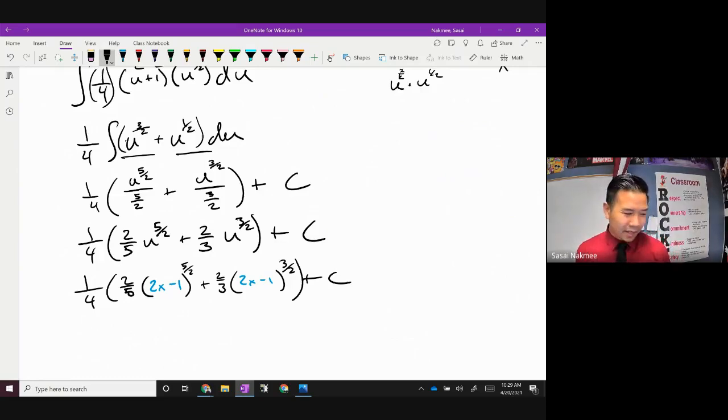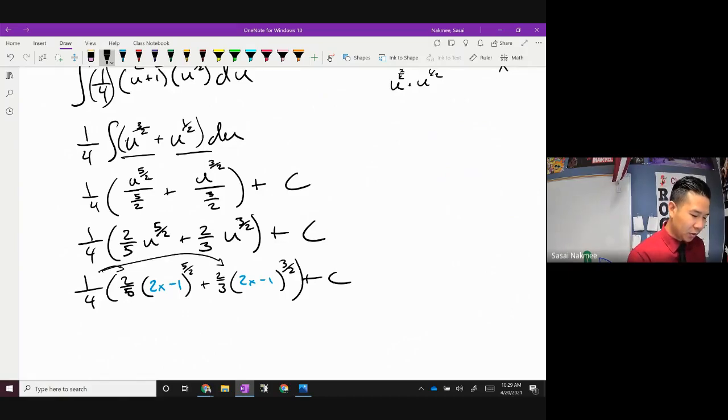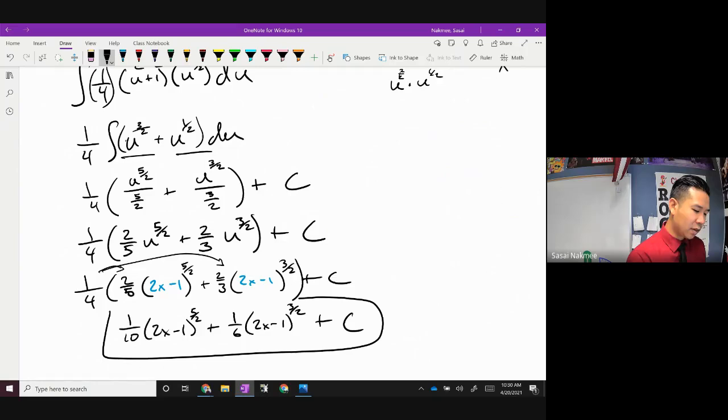This is what I mean, though, right? By the way, you could stop there. If it's a multiple choice answer, they probably finish it off and write it out like this. Distribute the 1/4 to everything here. So this 1/4 would multiply this out, and you get 2 over 20, or in other words, 1 over 10 times 2x minus 1 to the 5 over 2, plus 2 over 12 would reduce down to 1 over 6 times 2x minus 1 to the 3 over 2 plus c. And this would be the answer that's in the multiple choice one. But if you're doing free response, I'm perfectly happy with it here.